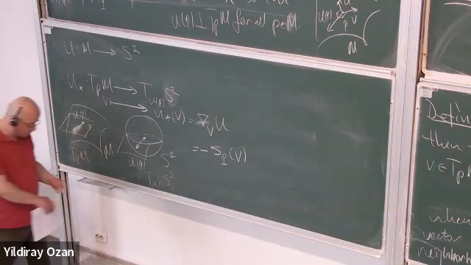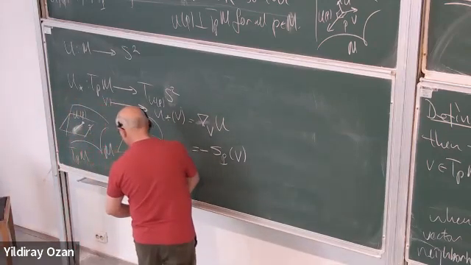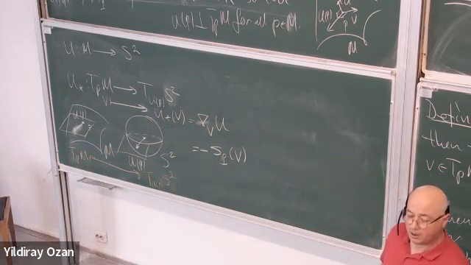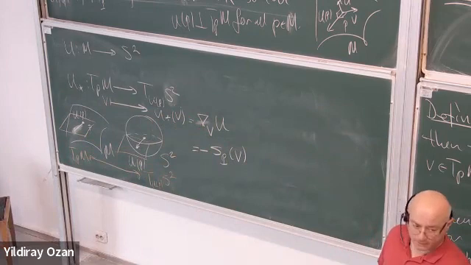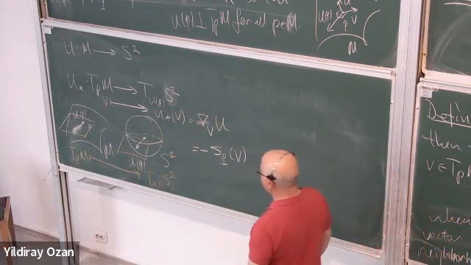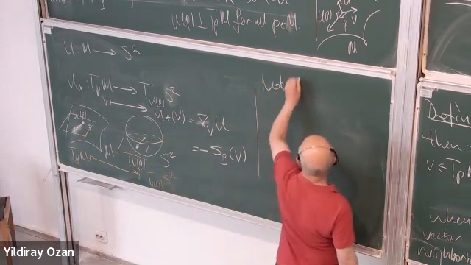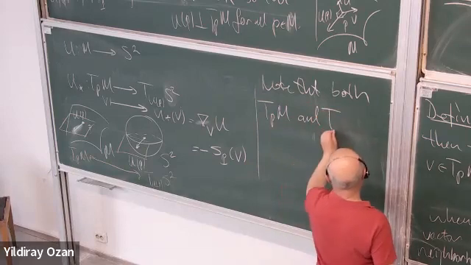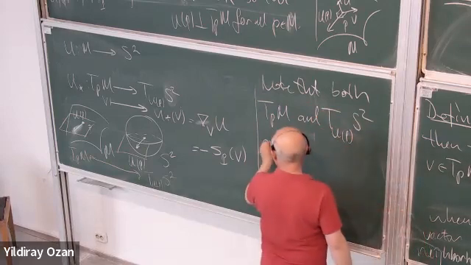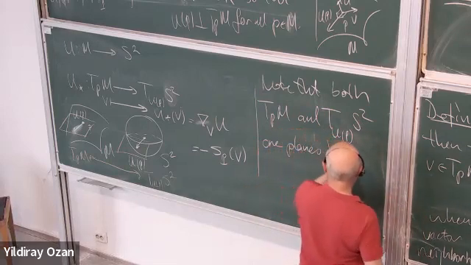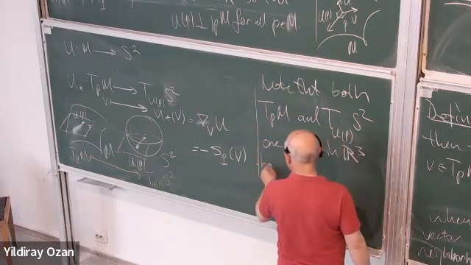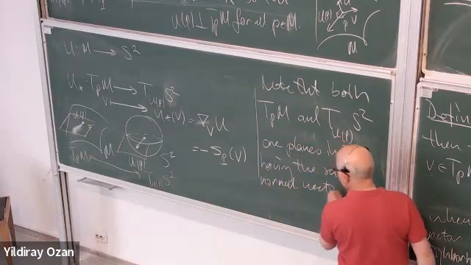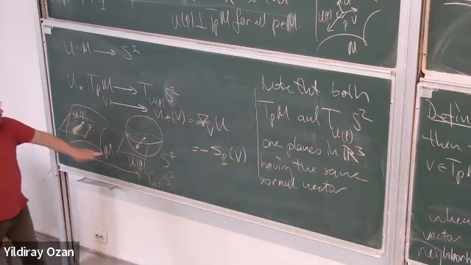Here, of course, we identify these two tangent spaces, okay? Why is that? Because they are planes in R3 which are perpendicular to the same vector. Therefore, I can regard them as the same. Note that both T_P M and T_{U_P} S^2 are planes in R3 having the same normal vector, right? The normal vector here is U_P, the normal vector here is U_P.